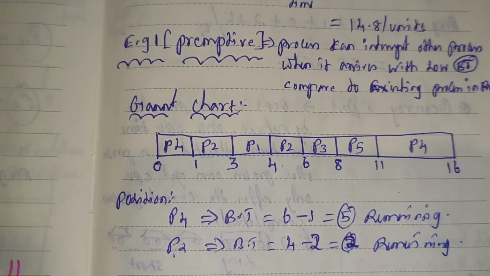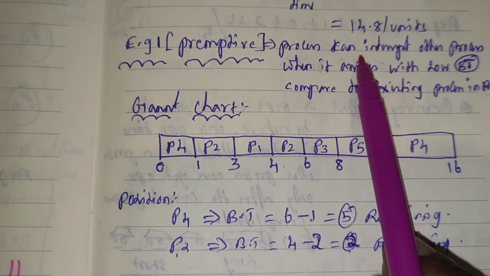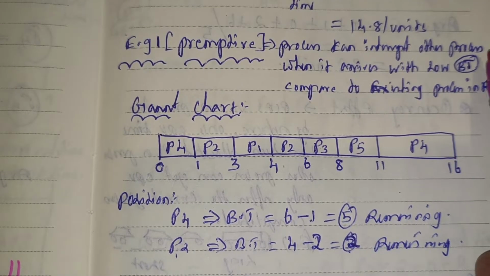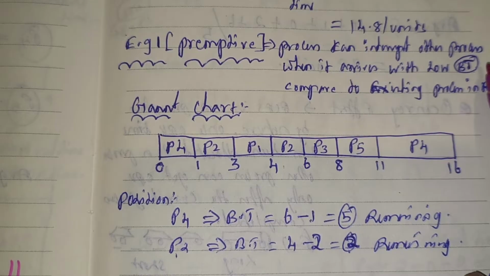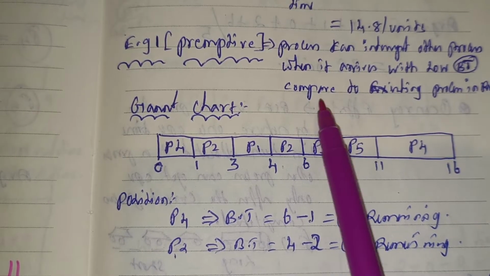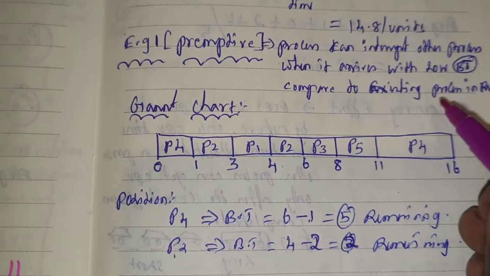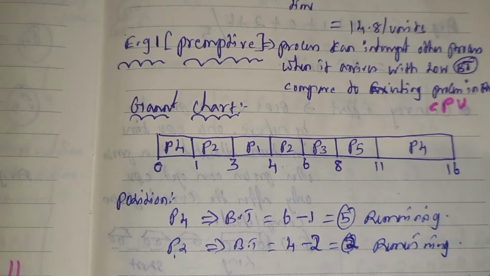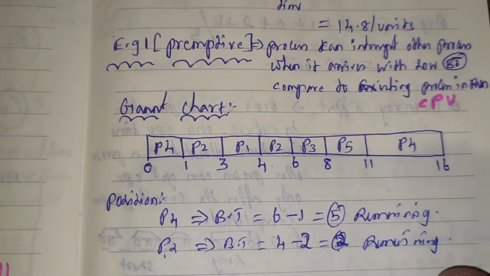Now I am going to explain all about what is preemptive CPU scheduling. Let me tell you what preemptive is first. Basically, preemptive means a process can interrupt another process when it arrives with a lower burst time or a higher priority compared to the existing process running in the CPU. We used to call it a critical section and many other processes, right?